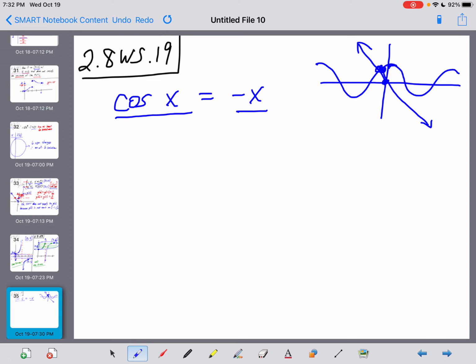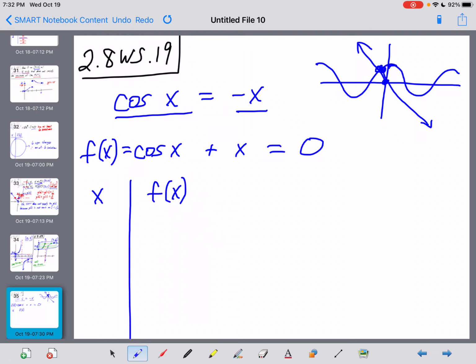Okay, so step one was to make the equation. Step two, let's get everything to one side and set it equal to 0. So I'm going to bring that negative x over to the right, so it's going to be cosine of x plus x is equal to 0. I want to know if there's a solution to that equation. So I'm going to call that f of x, and then I'm going to go ahead and make a table of values right here, x and f of x.